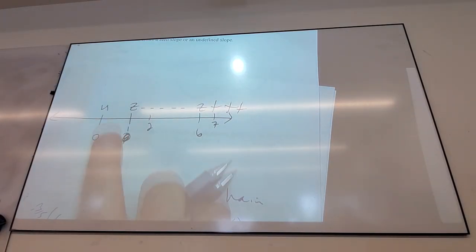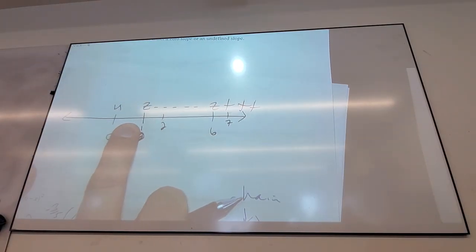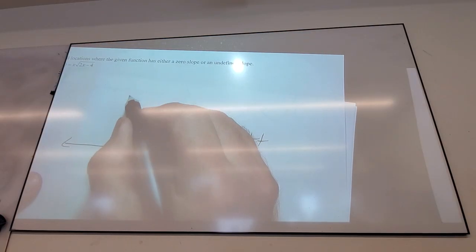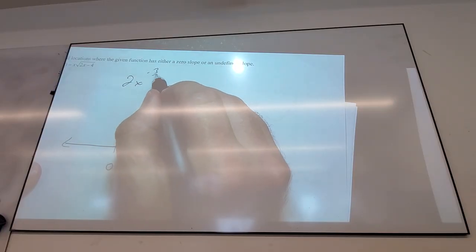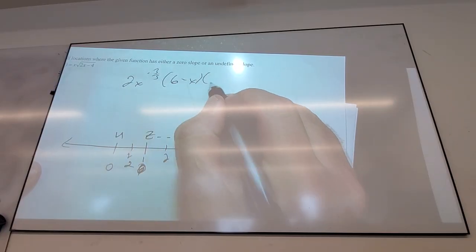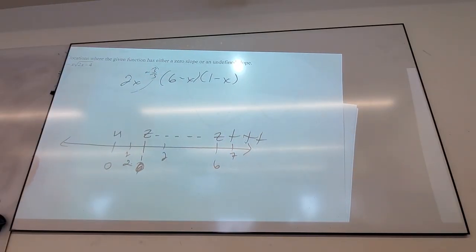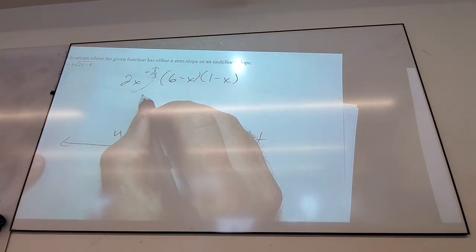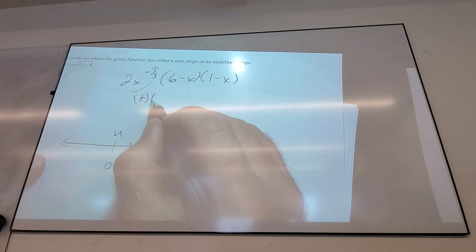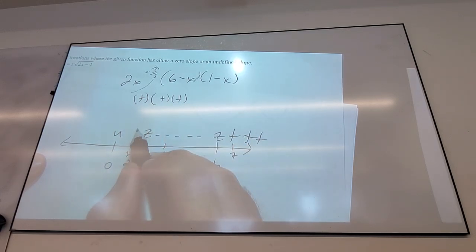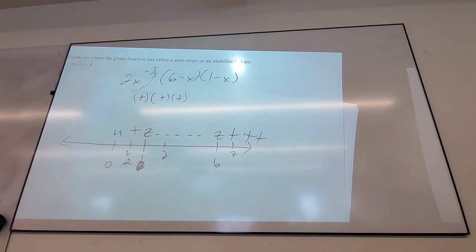What if I got to plug in here? If I didn't want to use multiplicity, I have to put, let's put 1/2. Let me put this up here so we can see it better. So when I put a 1/2 in here, I don't care about the number, I just care about the sign. Positive. 6 minus 1/2 is positive. 1 minus 1/2 is positive. So like I would have predicted, it changes sign because the multiplicity of 1 was 1. It changes sign.